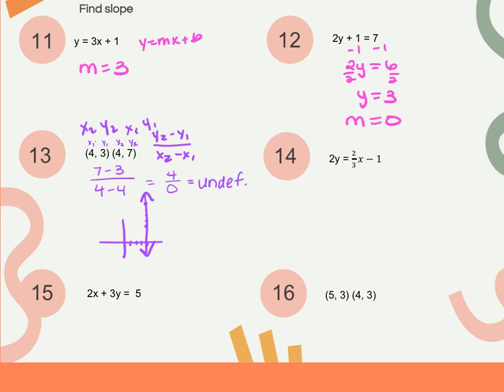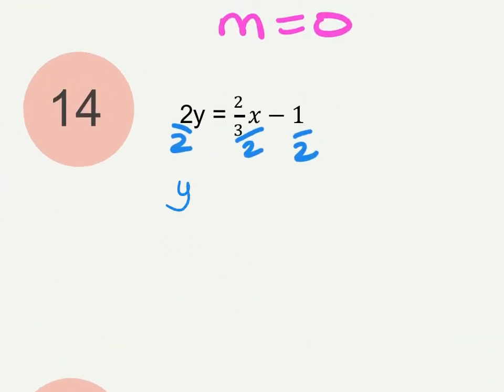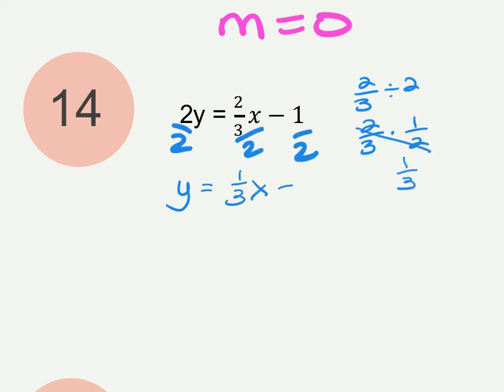All right, what do I do with 14? Divide everything by 2, which is the same thing as multiplying by a half, right? So if I've got a fraction, 2/3 divided by 2 is the same thing as 2/3 times a half, which is 1/3. I get y equals 1/3 x minus 1/2. What's my slope? 1/3.